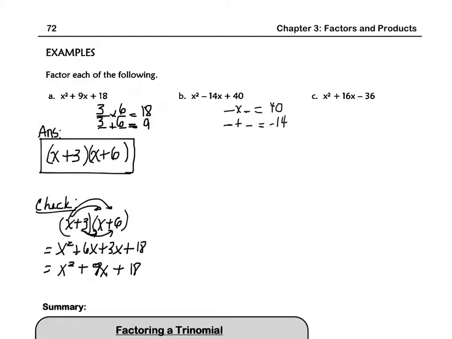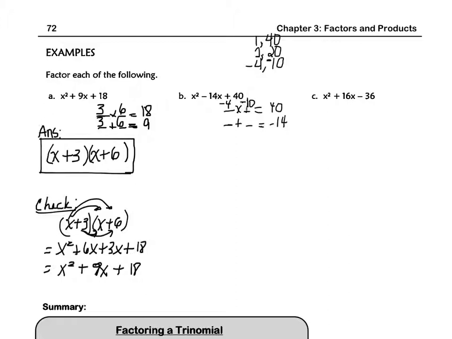So if you list off the factors of 40, 1 and 40, if they're both negative, will not add to give you negative 14. 2 and 20 will multiply to give you 40, but when they're both negative, they will not add to give you negative 14. 3 doesn't go into it. 4 and 10, if they're both negative, will multiply to give you positive 40 and will add to give you negative 14. So the numbers that you're looking for, your factors, would be negative 4 and negative 10.